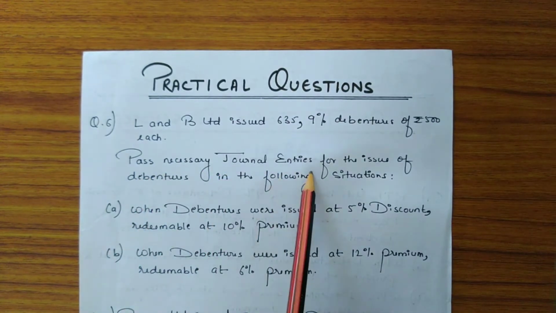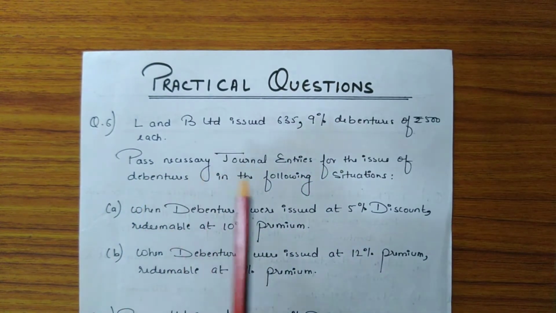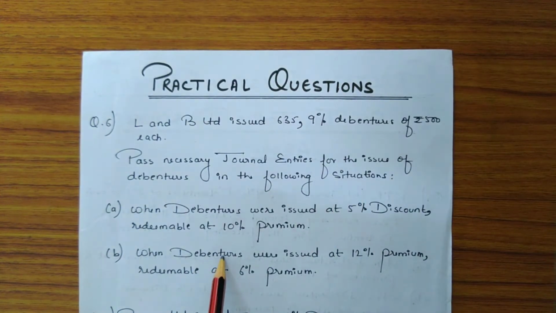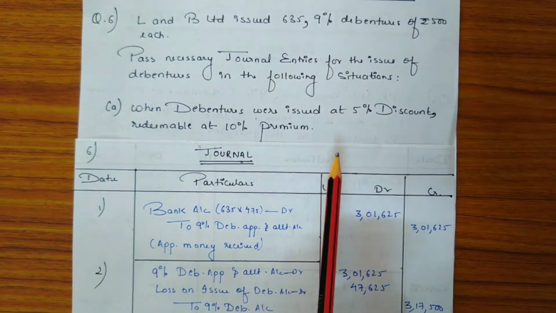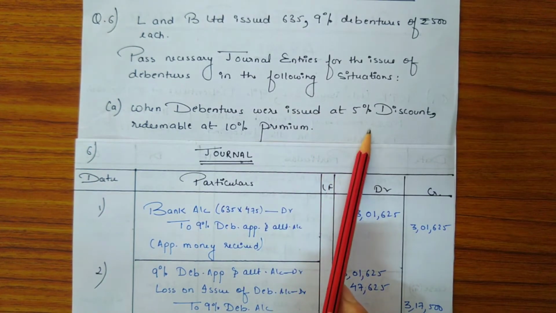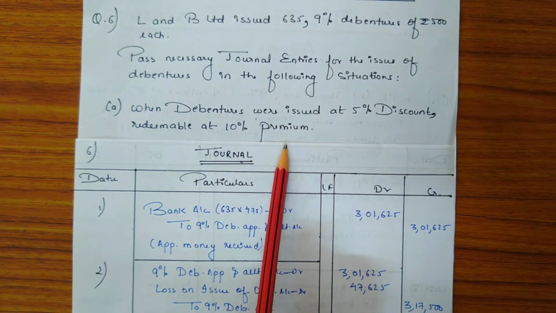Pass necessary journal entries for the issue of debentures in the following situations. So the first situation is when debentures were issued at 5% discount, redeemable at 10% premium, and when debentures were issued at 12% premium, redeemable at 6% premium. So these questions are basically based on all the 6 types of cases we have learned in redemption of debentures. So now according to the first situation, where debentures are issued at discount and redeemable at premium.